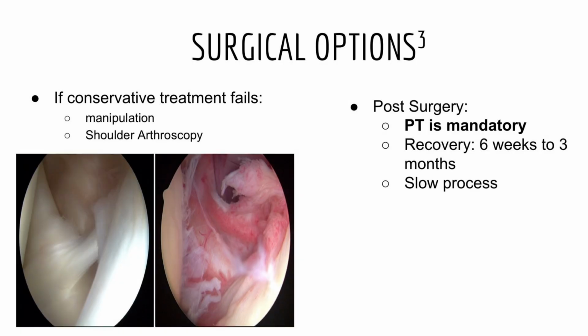And then you have surgical options. If conservative treatment fails, they do manipulation, which is just going in and moving the joint for the patient while they're sedated. And then you have shoulder arthroscopy. And that is, in this picture, this is one that is clean, and this is after the procedure, and then this is before they went in and scoped the site. As you can see, it looks way better.